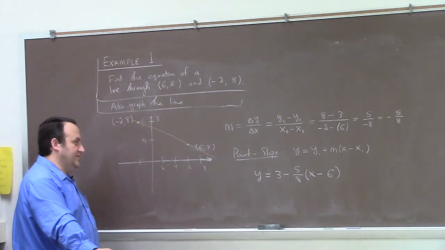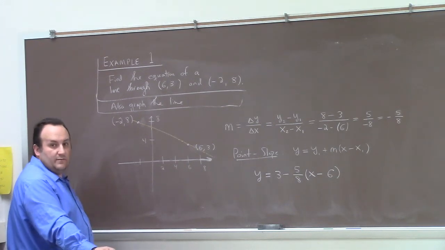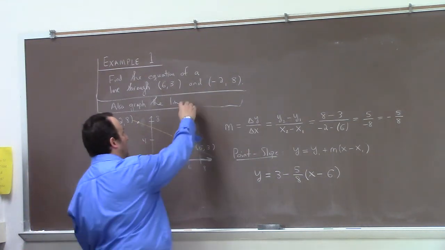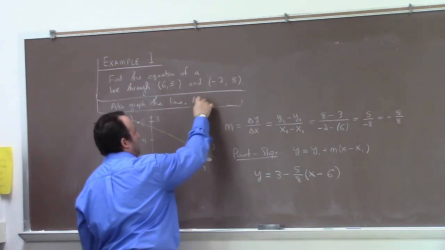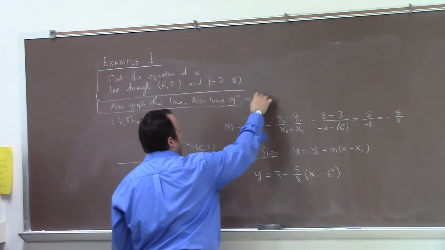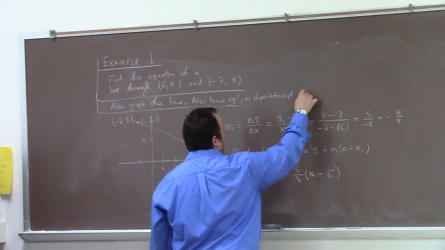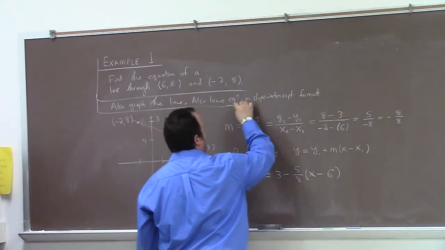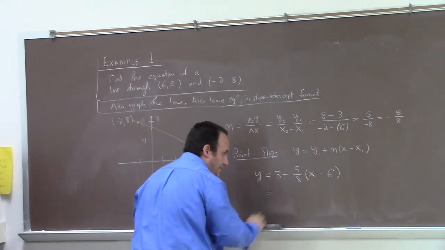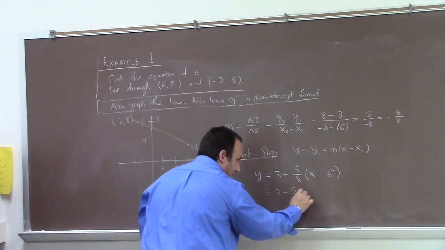Now, if I say to leave your answer in slope-intercept form, how would we do that? I could add that to the instructions. Also, leave equation in slope-intercept form. Or format, if you like. So what do I do? I just work it out, right? Distribute, yeah. I'll buy that.